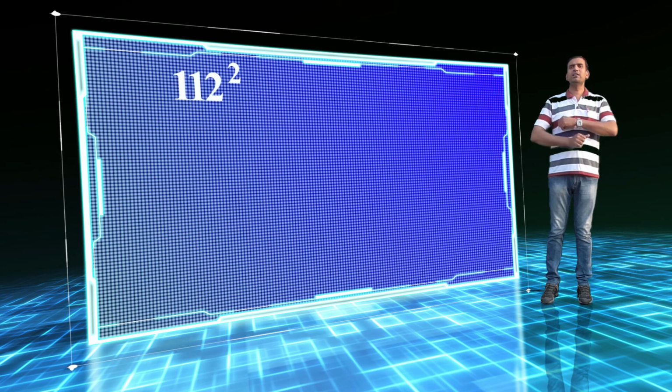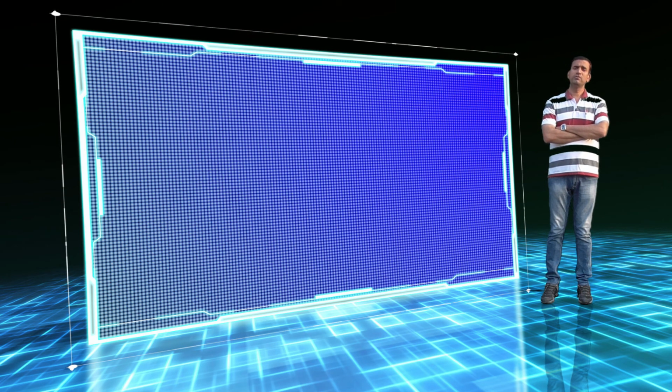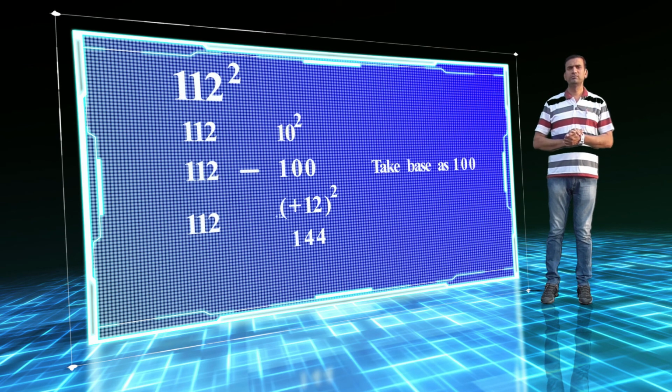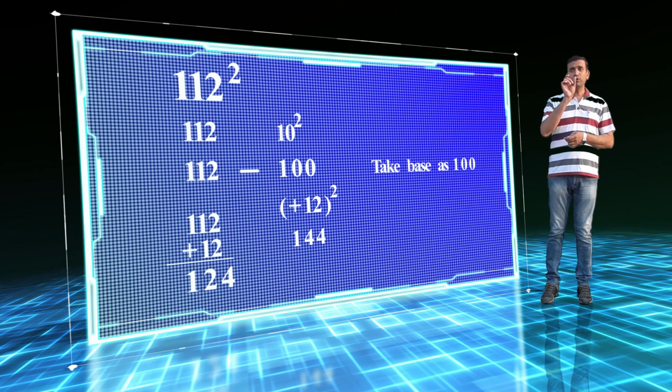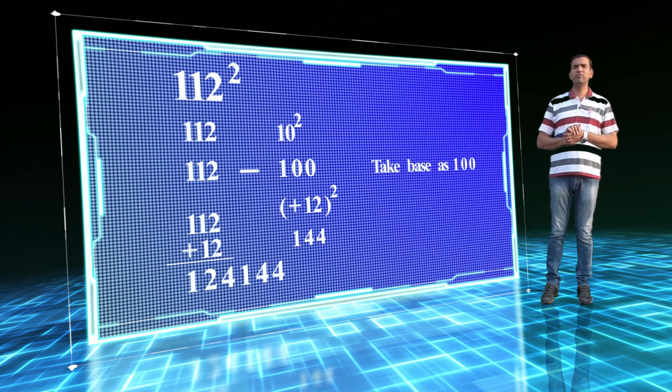Another one. Let us suppose 112 squared. By taking 100 as the base, this is plus 12. 12 squared is 144. Now, 112 plus 12 is 124. So 124, then 144. But if you write all this down, we have 6 digits, while 100 squared is 5 digits. So the middle two digits should be merged. The final result is 12544.